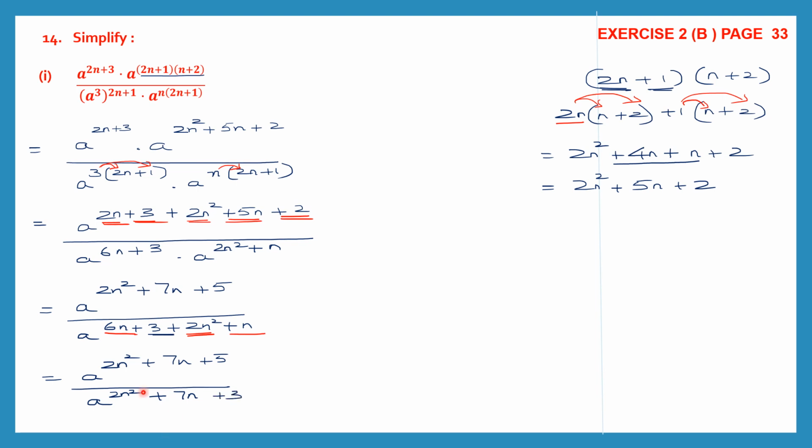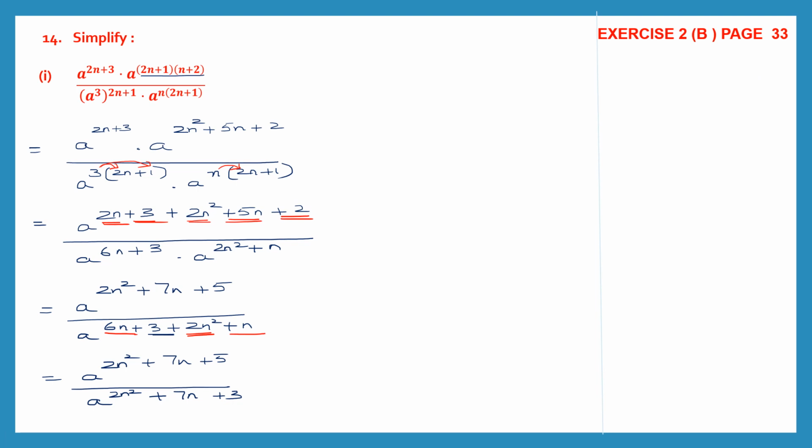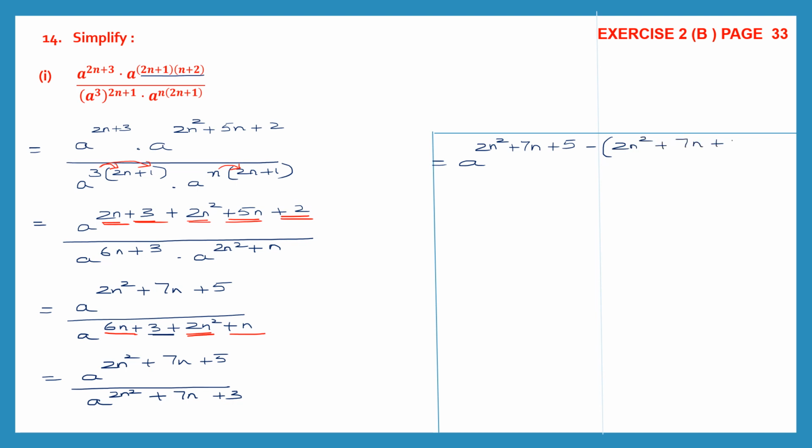So now let's continue. Here the base is the same, isn't it? A and A, the base is the same. That means we can subtract the powers. So let's do this by the side now. Here I'm going to take this to the other side and I'm going to subtract the powers. So this is now going to be a raised to the power of, now on top we have 2n square plus 7n plus 5 as it is. We're going to subtract the other powers, which is down, that is minus 2n square plus 7n plus 3.